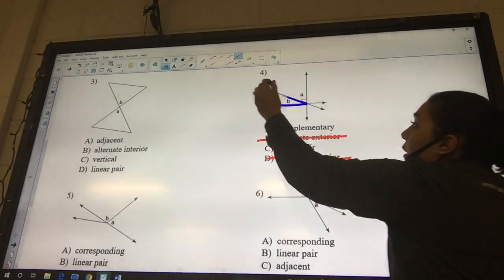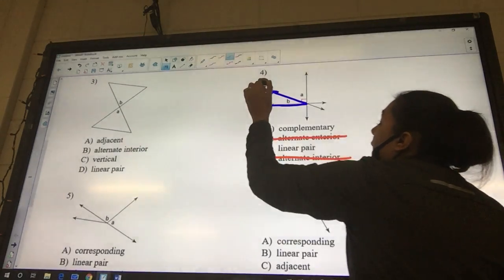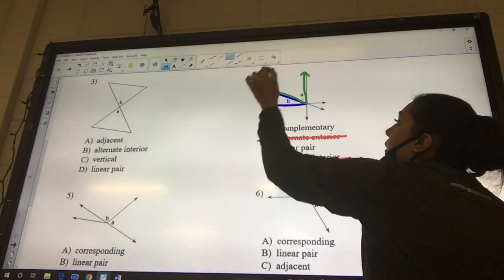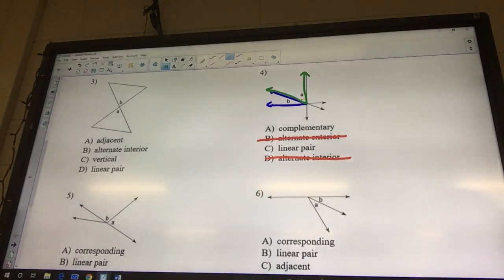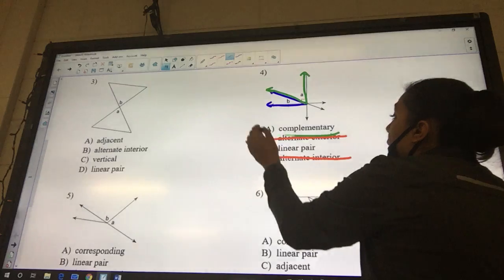So we have this little one, and this other one. We look at the two of those together and say, what do they look like? Do they look like they add up to 180, or do they look like they probably add up to 90? 90, so it's going to be complementary.